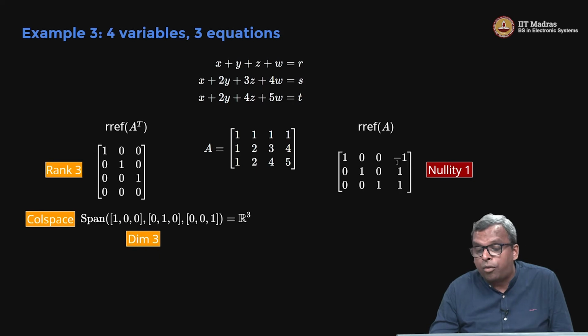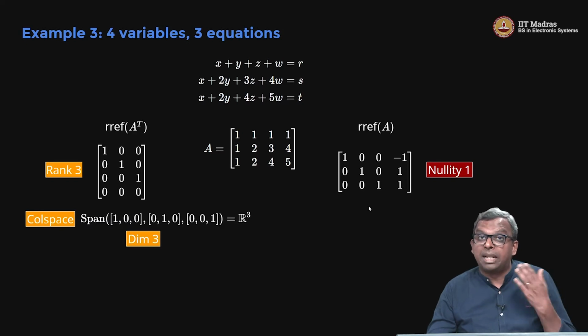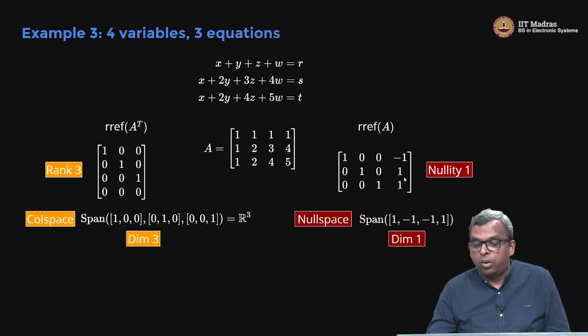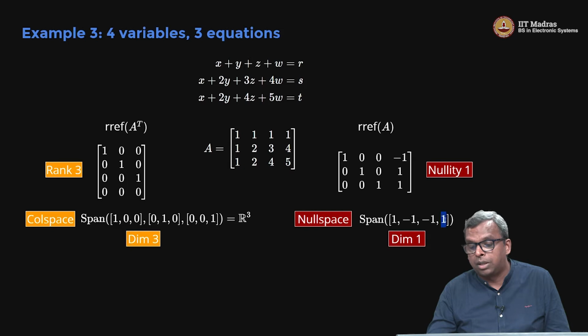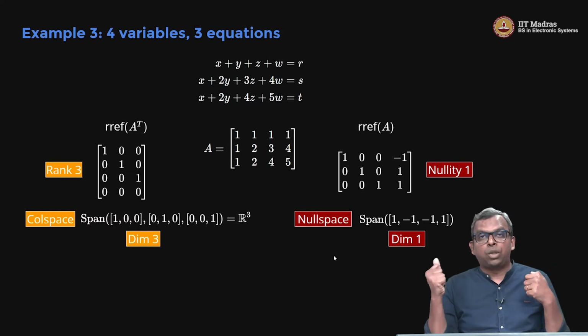You notice here there's one free variable, and that free variable can be set equal to 1, and you solve for the other dependent variables to get a basis for the null space. So the free variable was set as 1, and then the dependent variables were computed as -1, -1 and +1. So you notice the null space has dimension 1. I figured out the range, I figured out the null space.